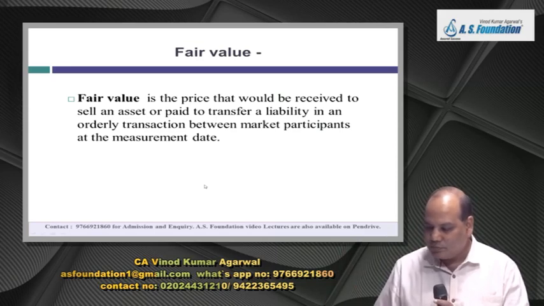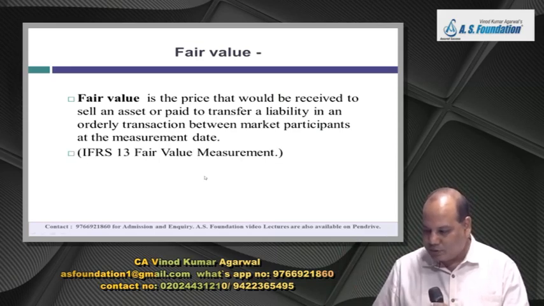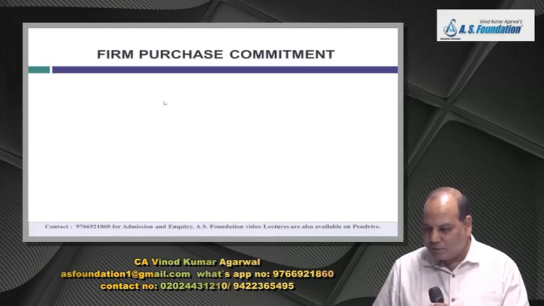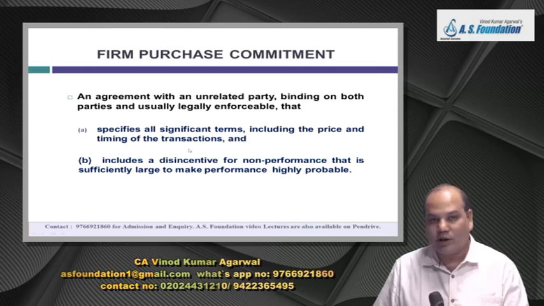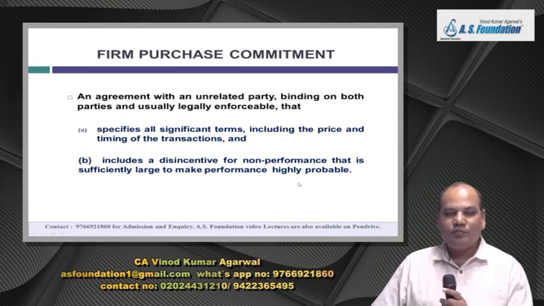Next is fair value, already discussed in previous chapter. Next is firm purchase commitment, an agreement with an unrelated party binding on both the parties, usually legally enforceable. That is why firm purchase, both parties are legally bound to honor the contract, which specifies all significant terms including the price and timing of the transaction, and includes a disincentive for non-performance. That is a penalty clause in case you violate, that is sufficiently large to make performance highly probable.